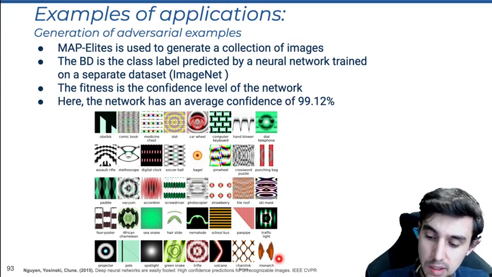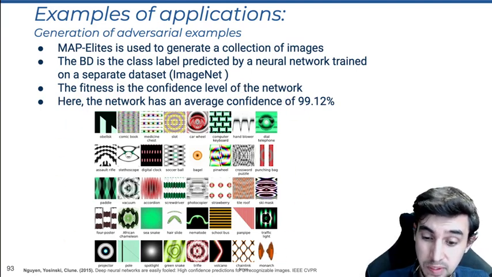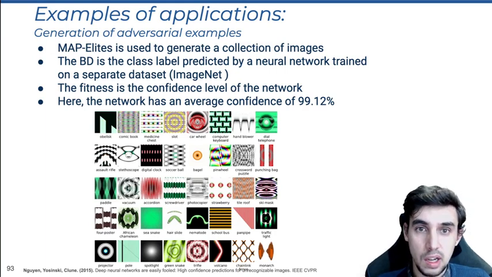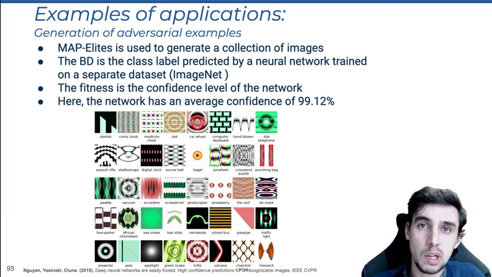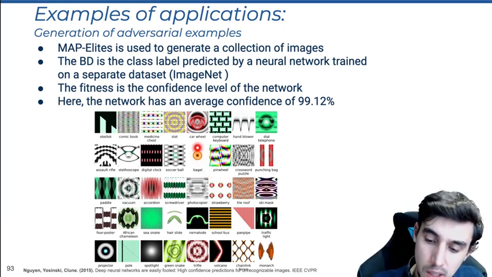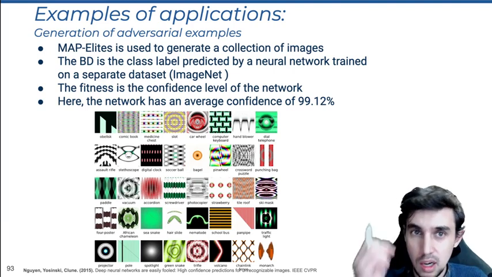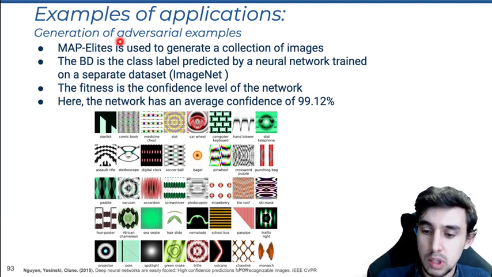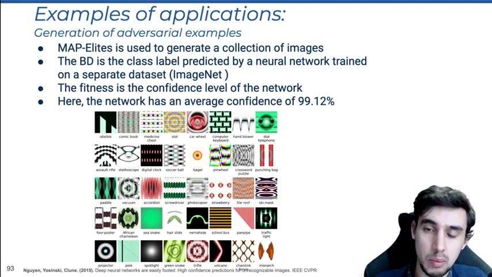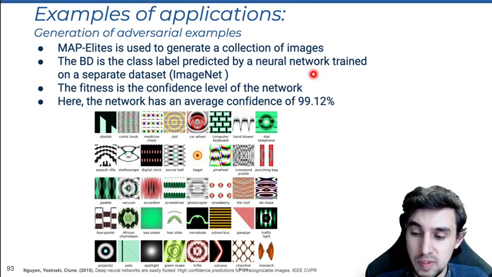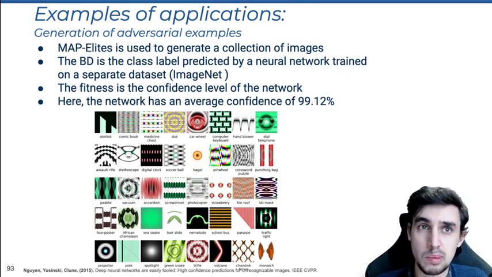And then they use MapElites initially hoping to have some artificial images that resemble quite well the expected labels, like a bagel, so we can see here. But they also realized that this algorithm managed to generate some very good adversarial examples, so solutions that completely fool the network.